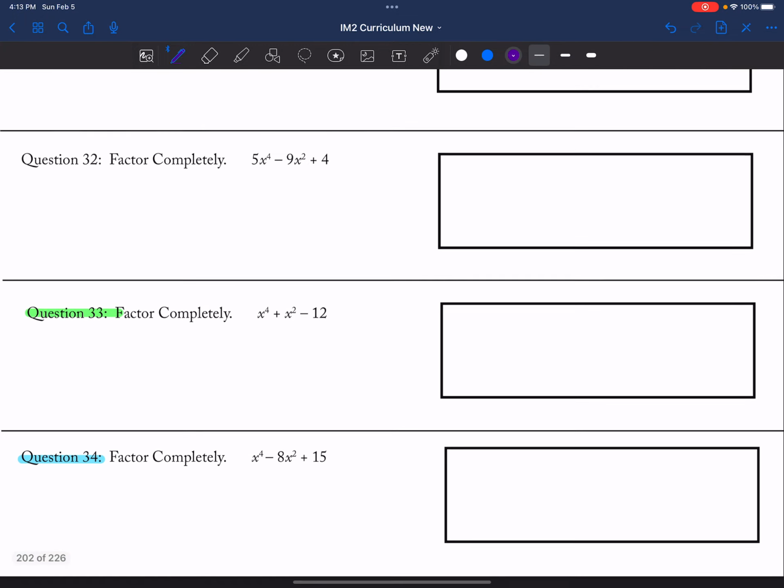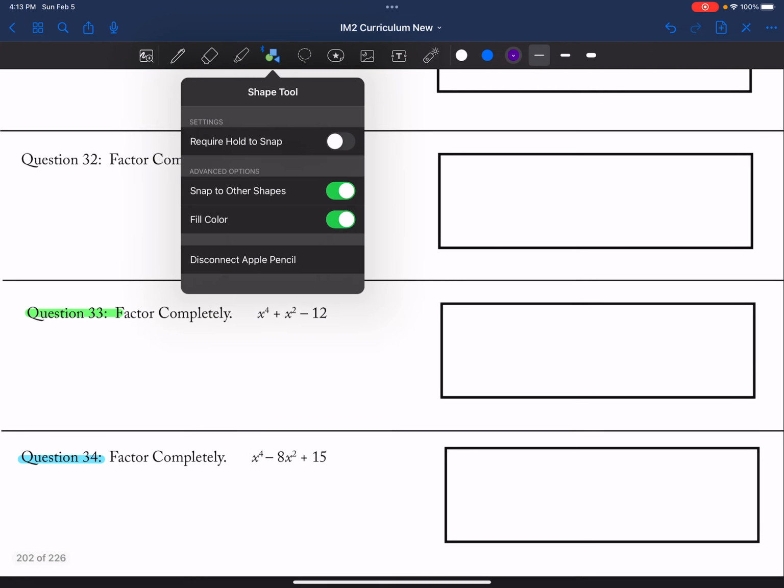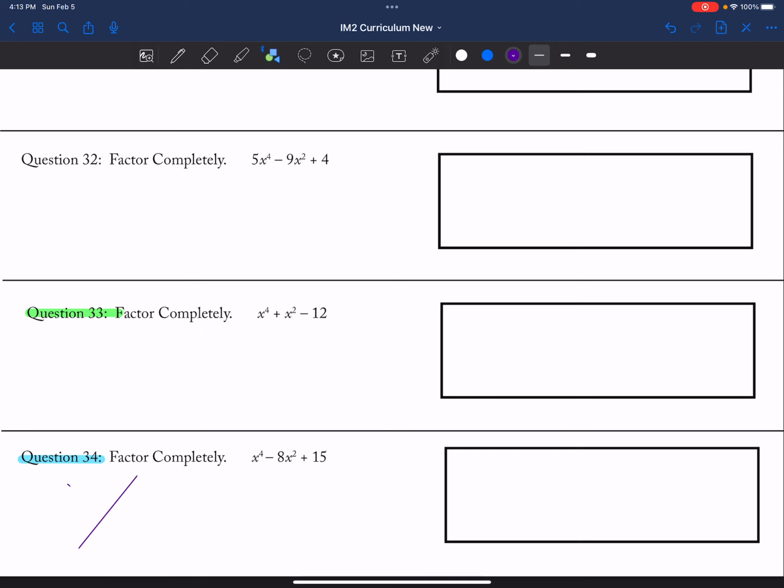Okay, and then 34, again, we're going to draw our little x. So I have a -8 up here and a 15 on the bottom, so that's -5 and -3. So then this would be x squared minus 5 and x squared minus 3. Okay.